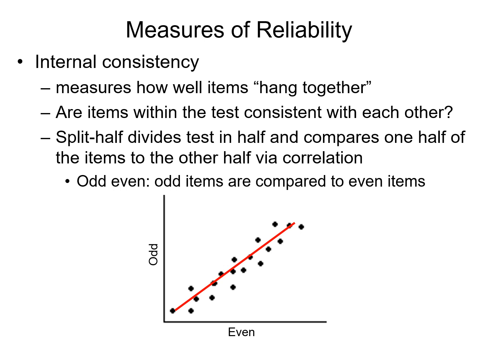Again, if we've created a measure and that measure is meant to measure a single construct or concept, we'd expect the items to be relatively connected to each other, related to each other. So are items within the test consistent with each other?